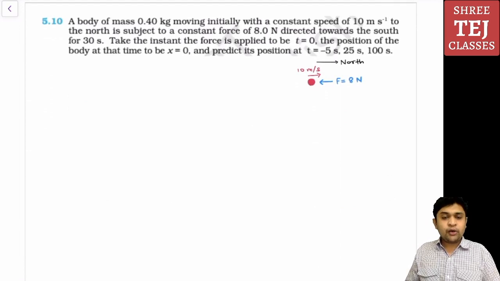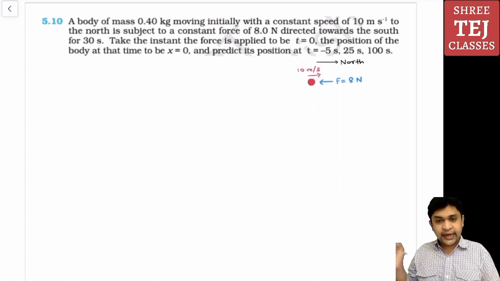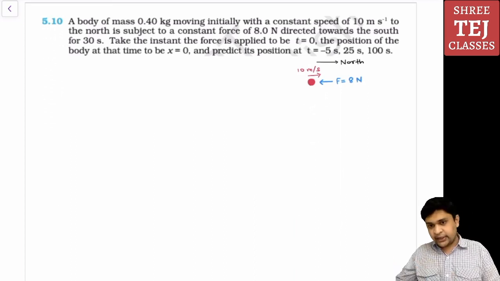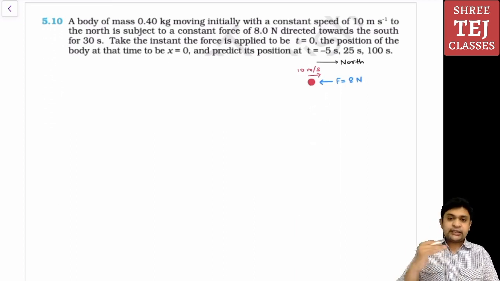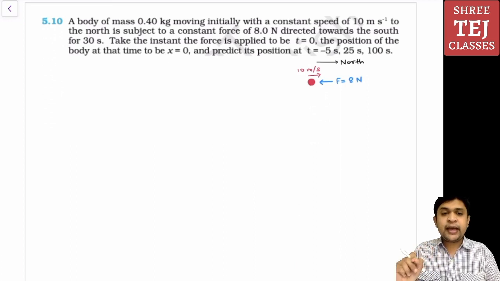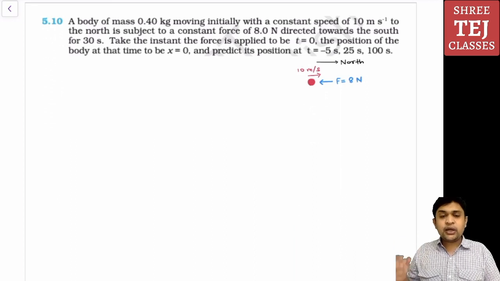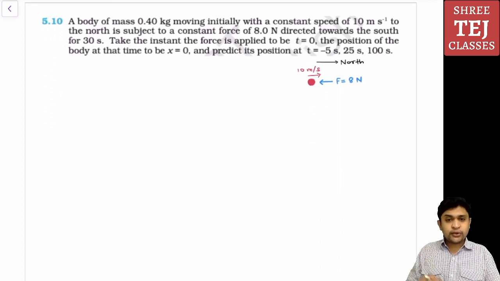Question 5.10. A body of mass 0.4 kg moving initially with constant speed 10 meter per second to the north is subject to a constant force of 8 Newton directed towards the south. So if we take the rightward direction as north, the force is towards left. The important point to remember is the force only acts for 30 seconds. So we have to take the instant the force is applied to be time t equal to 0 and position of the body x equal to 0.